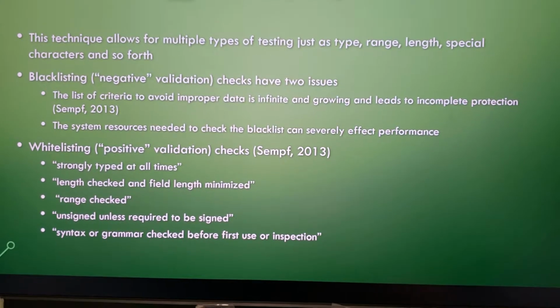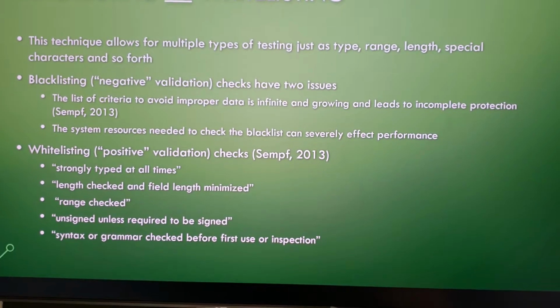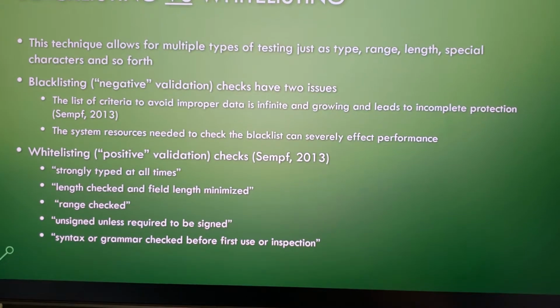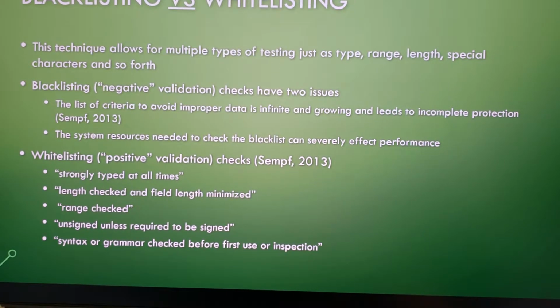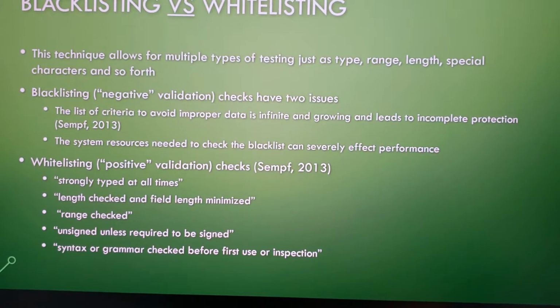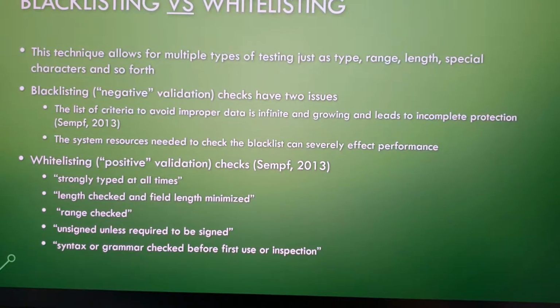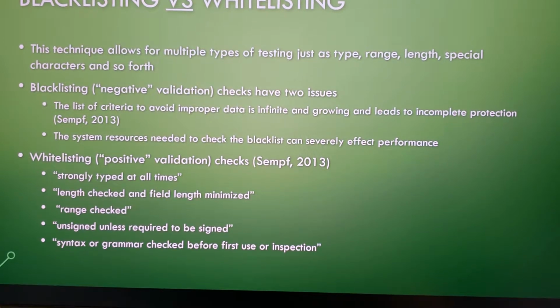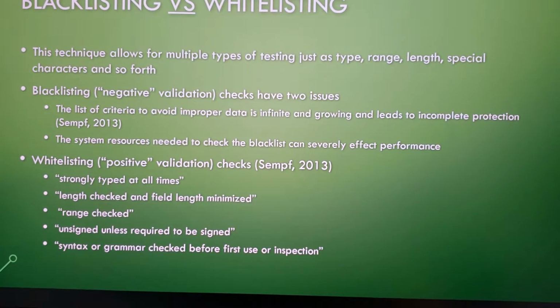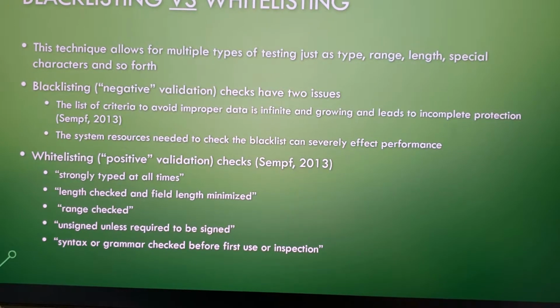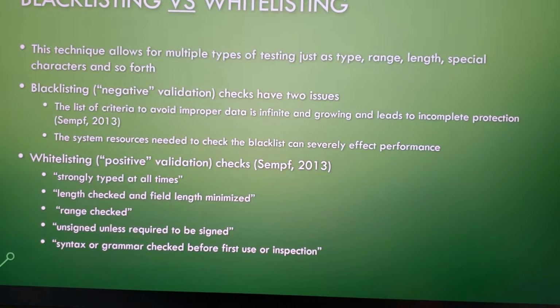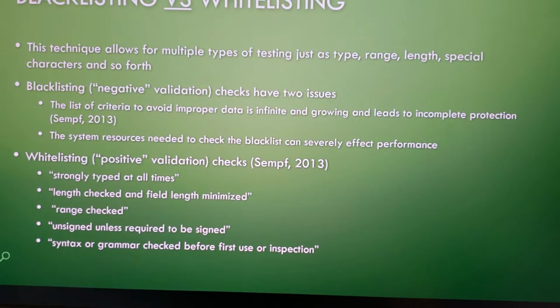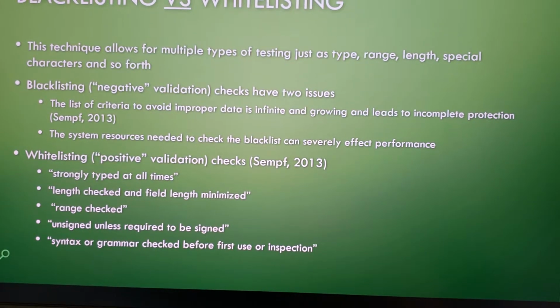Two different practices are blacklisting versus whitelisting. This technique allows for multiple types of testing, such as type, range, length, special characters, and so forth. Blacklisting, also known as negative validation, checks for two issues. The list of criteria to avoid improper data is infinite and growing and leads to incomplete protections. Basically, trying to figure out everything that should be eliminated is a daunting task. System resources needed to check the blacklist can severely affect performance. Of course, the more things it has to check for every single input, the slower the system is going to run.